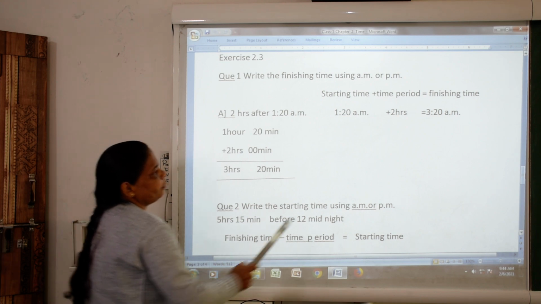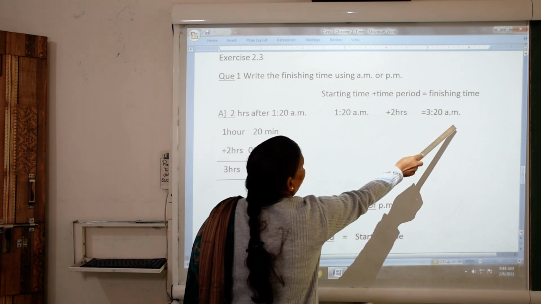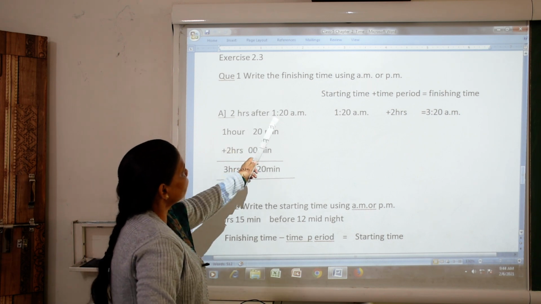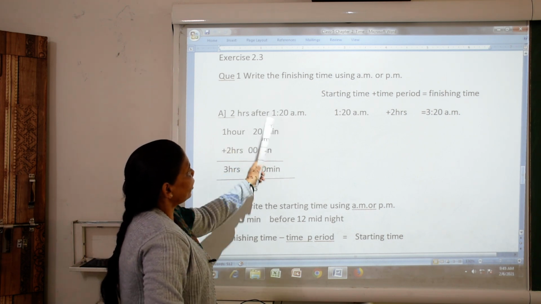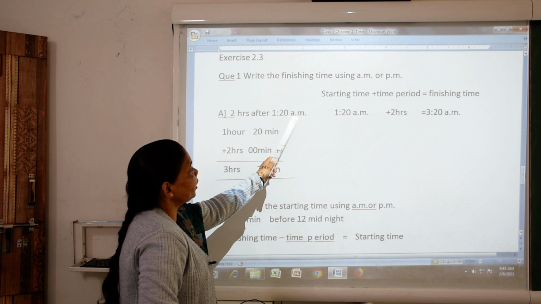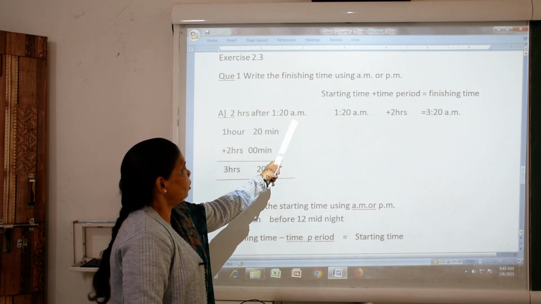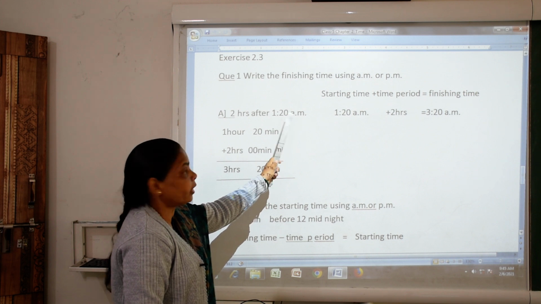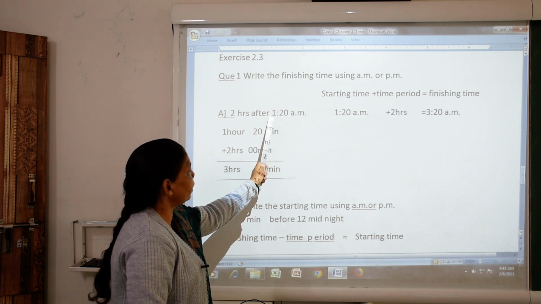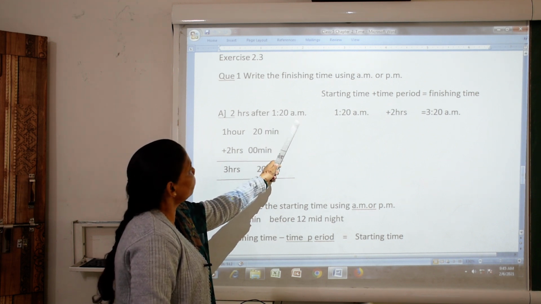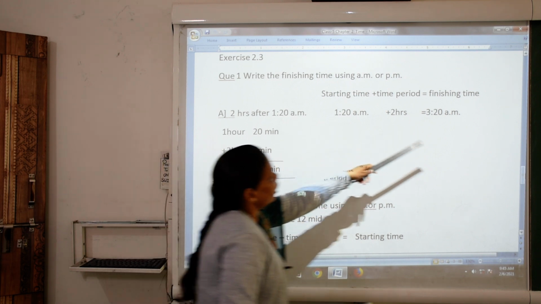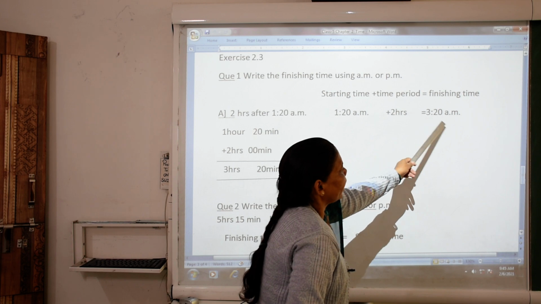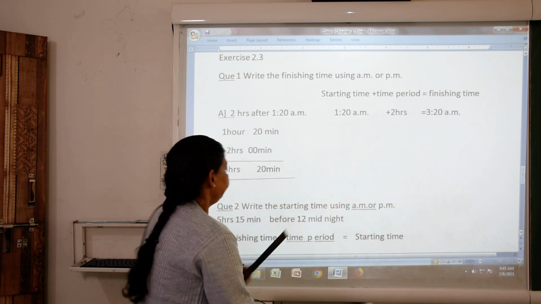So write the time AM or PM. So here, children, 2 hours after 1:20. What is the time given here? 1:20 AM. It means 1:20 is night time. So this time is also night time, 3:20 AM. So you will write the AM. Understand, children?